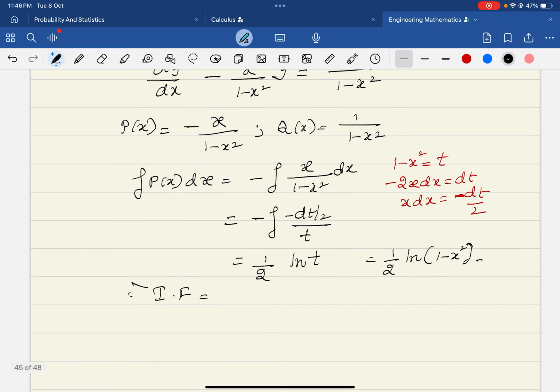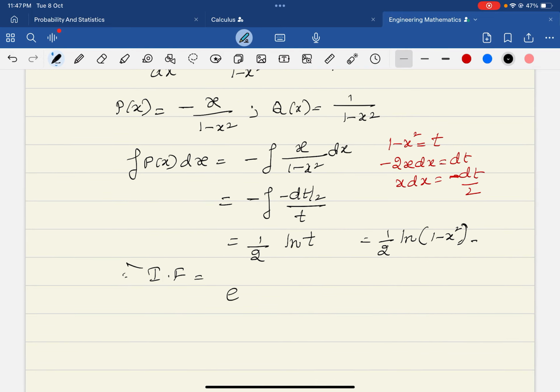The integrating factor is e raised to the integral of p dx, which is e raised to half ln of (1 minus x square). I have already told you in the note in the last slide that e raised to m times ln x is given by x power m. So this is what I explained. In the same way it is now (1 minus x square) to the power of half. So this is your integrating factor.